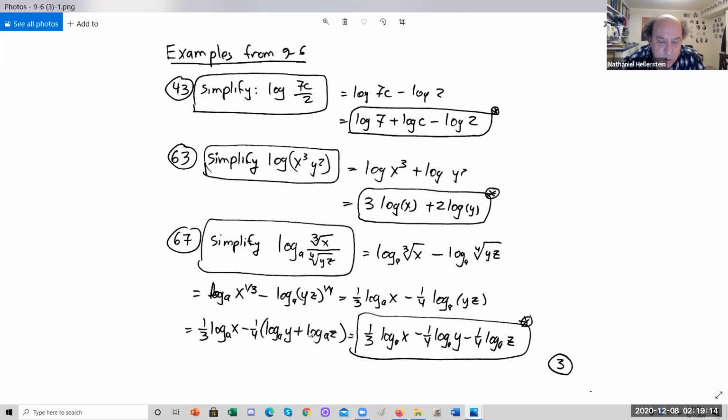Then you distribute -1/4 and you get 1/3 log base a of x minus 1/4 log base a of y minus 1/4 log base a of z.